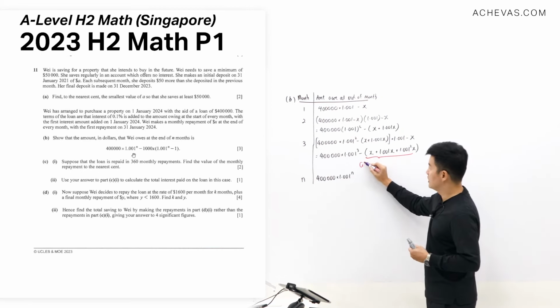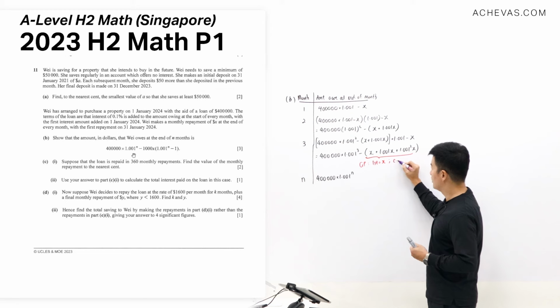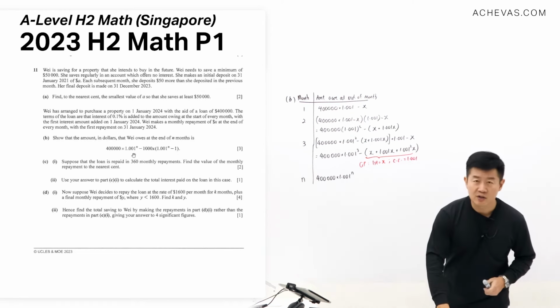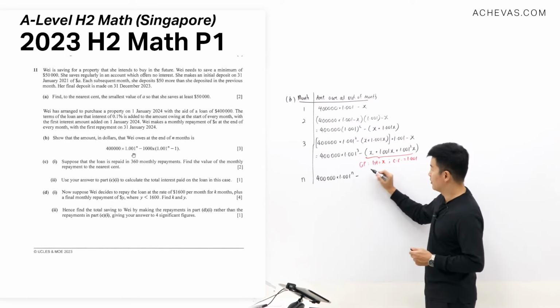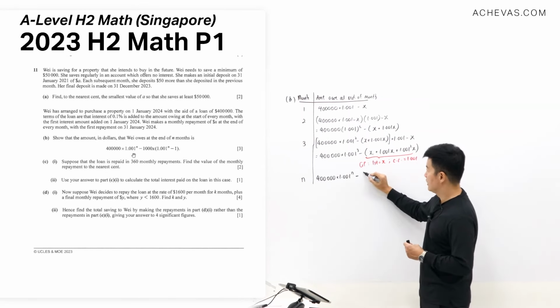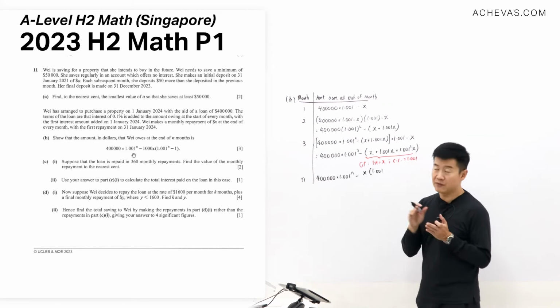Because this over here, to me, it is a sum of a GP, where the first term is x, and the common ratio is 1.001. Based on this, I'm going to apply the sum of GP formula. It is going to be the first term, then 1.001 common ratio to the power of number of terms.